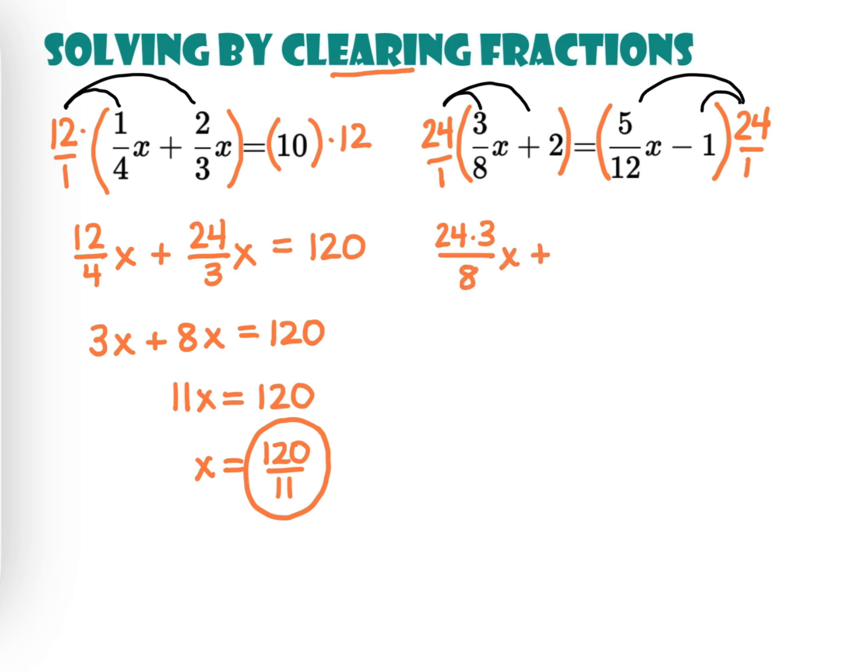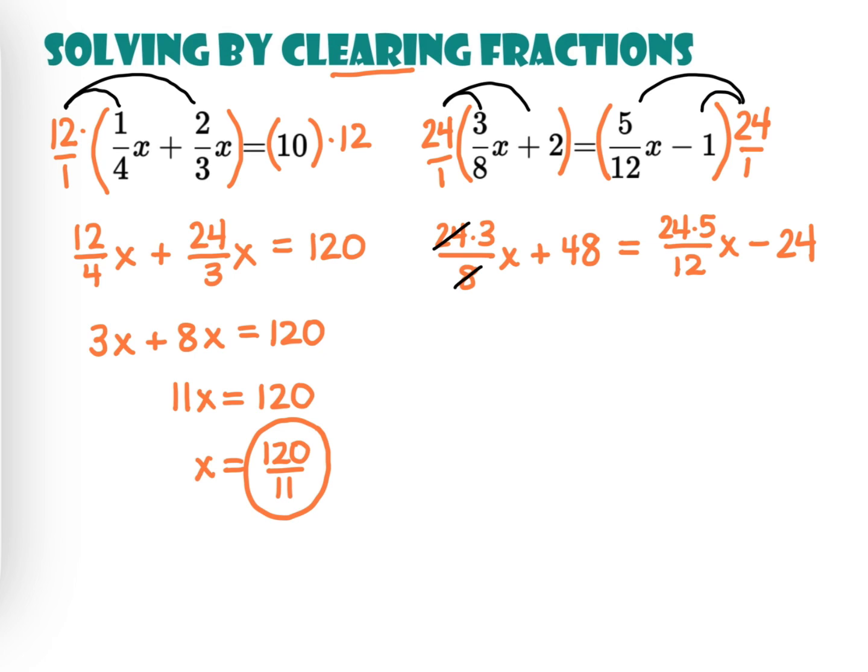24 times 2. Over here, 24 times 5, whatever that is, over 12. And 24. You'll notice I didn't bother figuring out what 24 times 3 was because I knew that I would be able to reduce this fraction right away anyway.